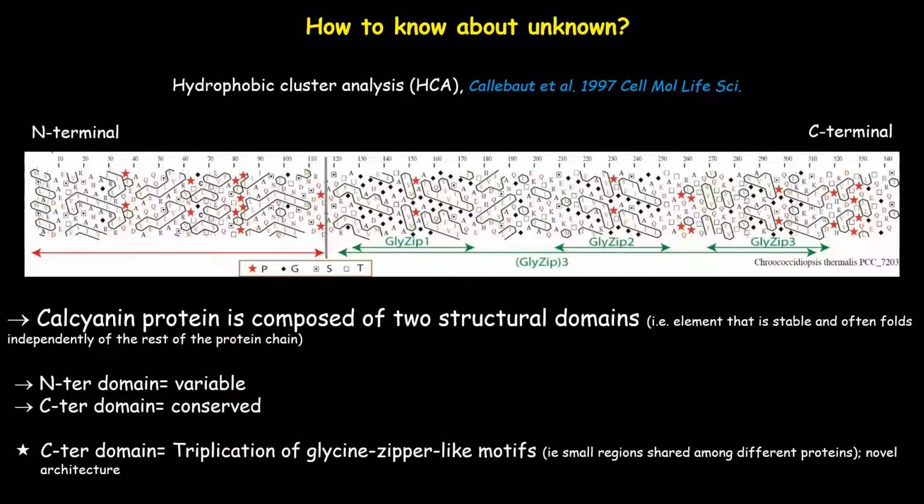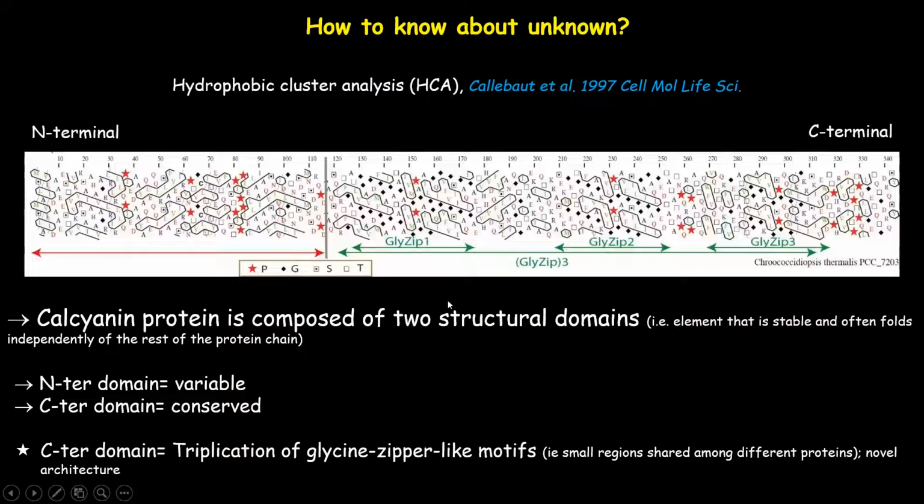And this motif looks like some known motifs that we find in other proteins, called the glycine zipper motifs. So we find them in other proteins, but in that case there are also some differences. In the calcianine, these glycine zippers are longer than the ones we usually find in other proteins. So that's the first thing.